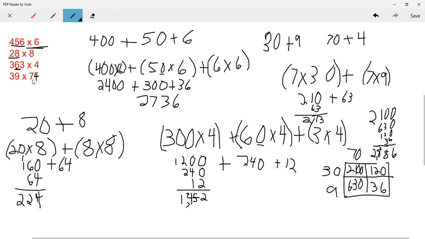Alright, so hopefully that was helpful in showing you how to do partial product, and why you should only do partial product if you are multiplying by 1 digit.